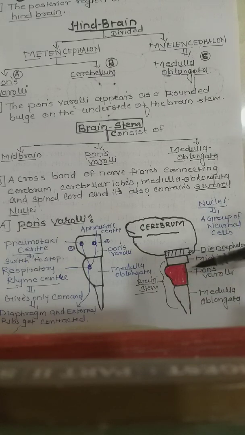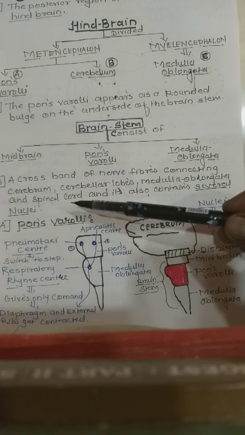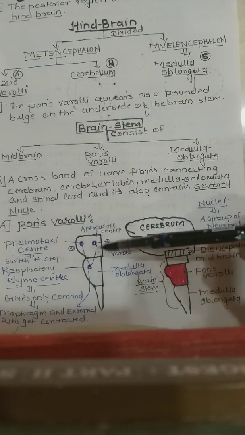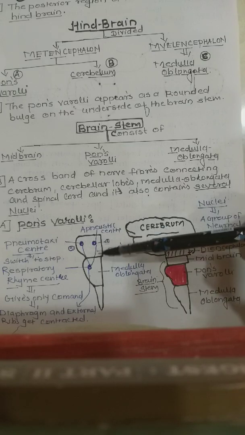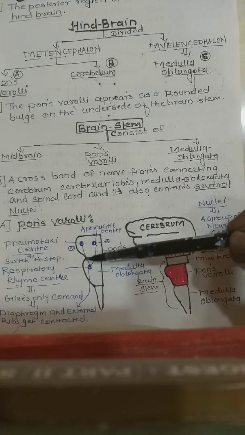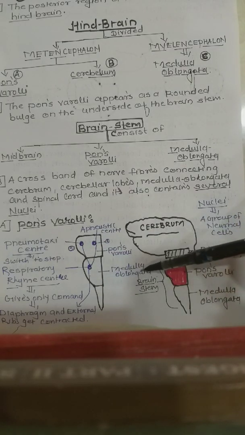And at the back of this pons varolli, there is the cerebellum. We are going to discuss the cerebellum in the next lecture. So you see here in this pons varolli, this uppermost region is a part of the pons varolli, and followed by this pons varolli there is the medulla oblongata.